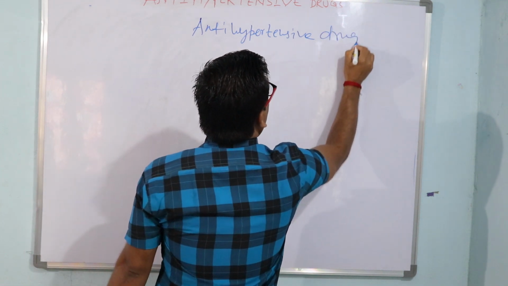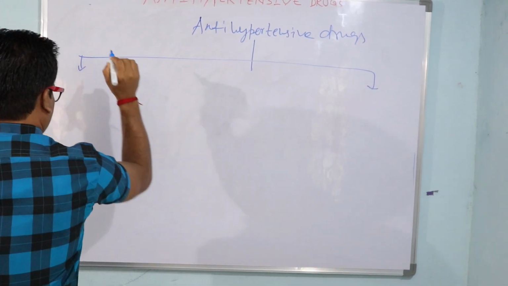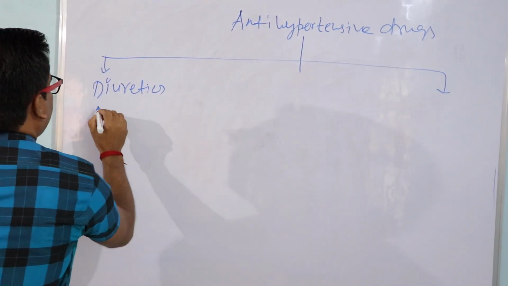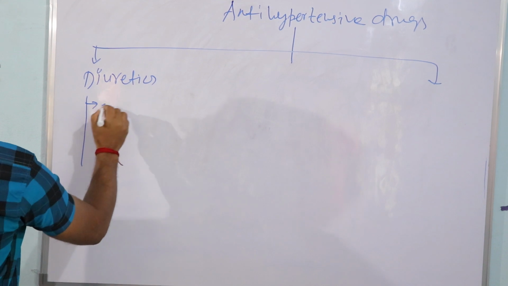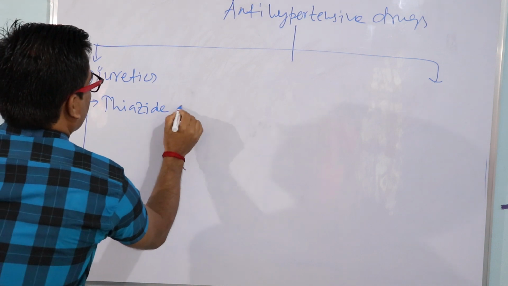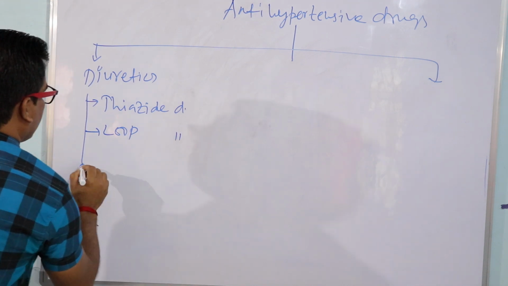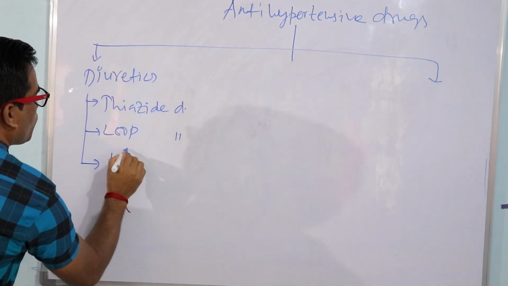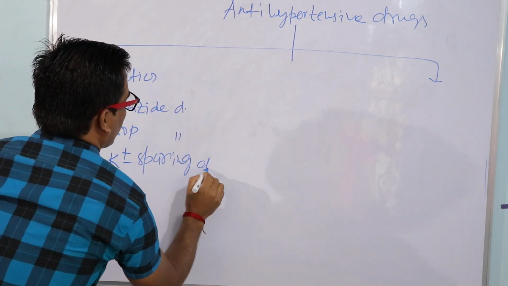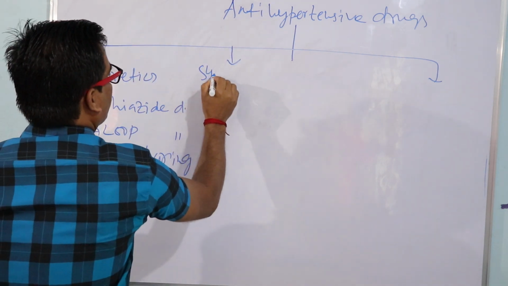Antihypertensive drugs. First classification, number 1, is called diuretics. Diuretics are again classified into different groups: thiazide diuretics, loop diuretics, potassium sparing diuretics. Next, go for sympathomimetics.